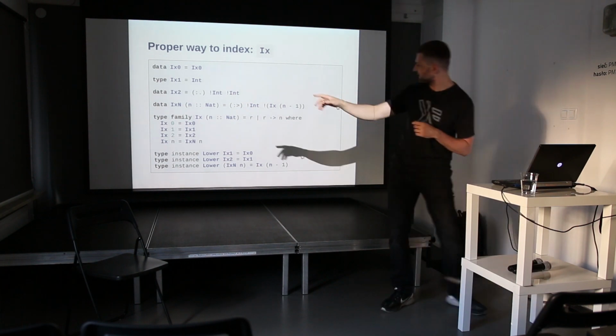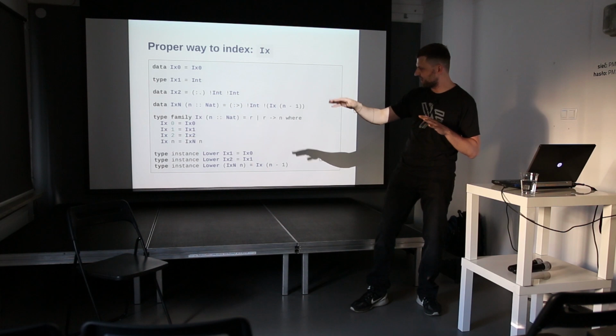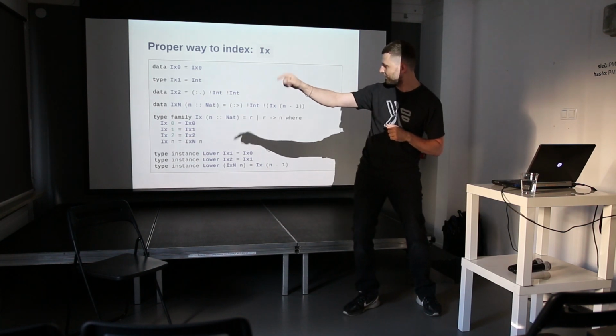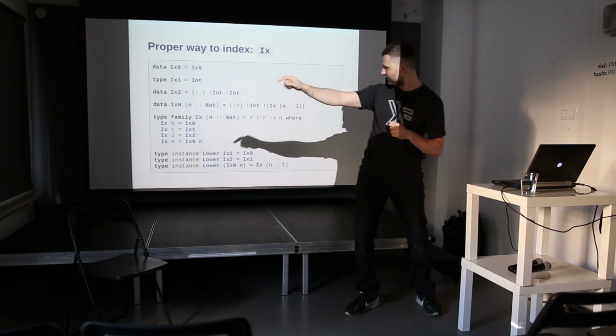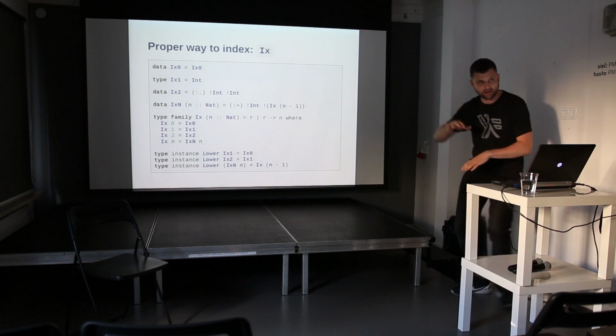And this type family that relates them all together, which allows us, oh, by the way, here is, yes, the Lower definition. If you don't know what a type family is, it's not too important, but it relates them. The Lower of Ix1 is Ix0, Lower of Ix2 is Ix1, Lower of IxN is IxN minus 1. It kind of goes down.